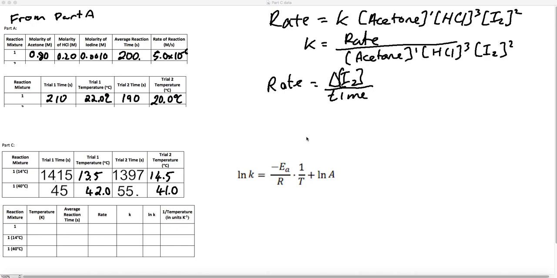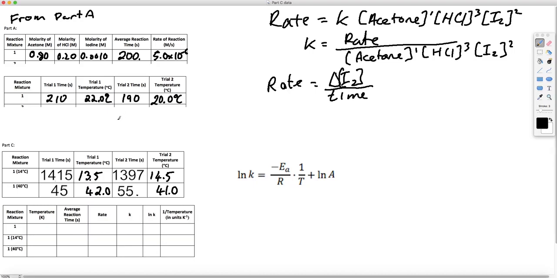So this is some guidance on how to figure out what you're doing for Part C. Now Part C is actually going to use some of the data that we found in Part A. So the stuff you're looking at here, there's 0.80, 0.20, 0.0010, 200 seconds on the average reaction time, 5.0 times 10 to the negative 6 molar per second. That's what we found for Part A in that reaction.